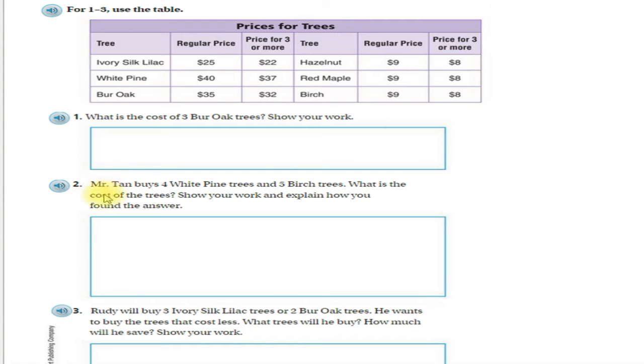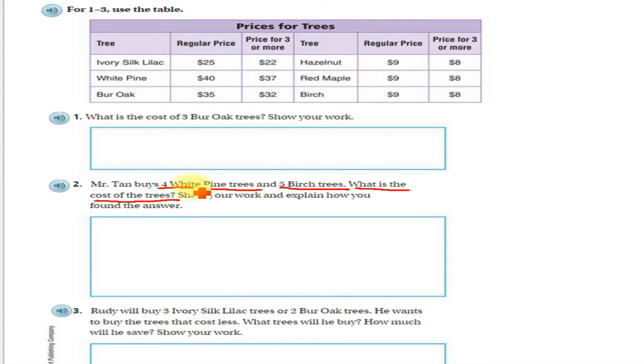Okay, let's go on to problem number 2. Here we go. Mr. Tan buys 4 white pine trees and 5 birch trees. What is the cost of the trees? Okay, show your work and explain how you found the answer. So this is 2 parts. I have to do 2 things.